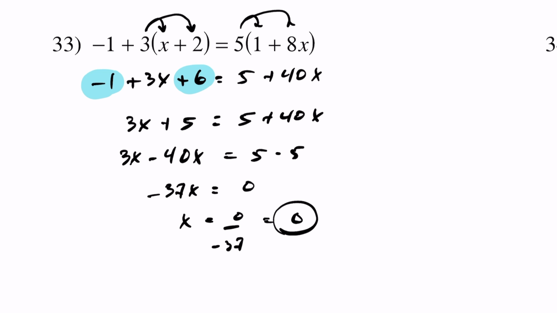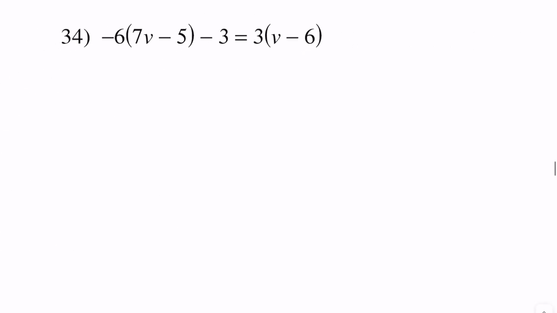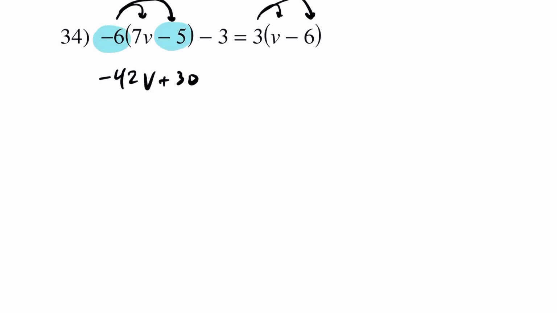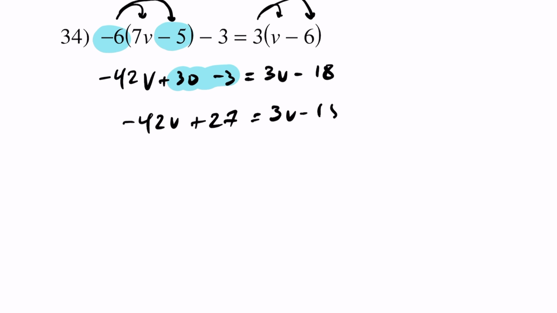Let's take a look at another question. So number 34 here, go ahead. We're going to have to do our distribution on this term and distribution on this term. This is going to give us minus 42v plus 30. Don't forget, when you do distribution, you grab the sign in front. So negative and a negative gives us that positive here. And then the minus 30 we write down from before. This becomes 3v minus 18. So again, before you start moving stuff around, collect up like terms. So 30 minus 3 is 27 equals 3v minus 18.